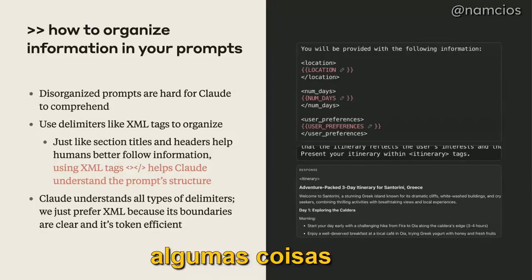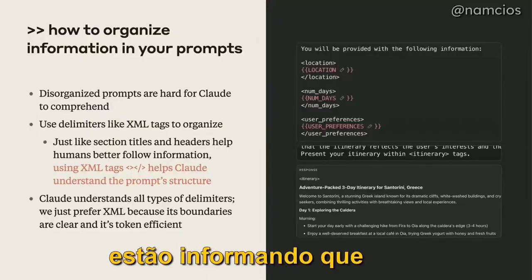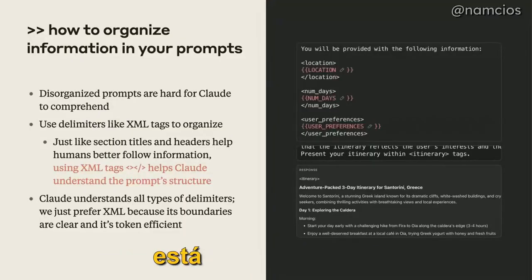Anyway, so some things you can use. Delimiters, like XML tags. Also Markdown is pretty useful to Claude, but XML tags are nice because you can actually specify what's inside those tags. So we can tell Claude, here's user preferences. Now you're going to read some content, and these XML tags are letting you know that everything wrapped in those tags is related to the user's preferences. And it helps Claude refer back to that information, maybe at later points in the prompt.